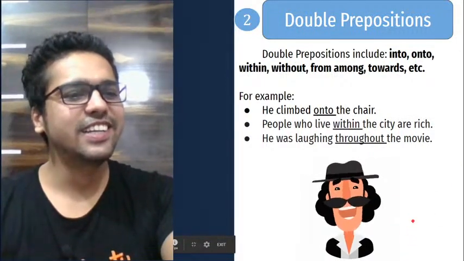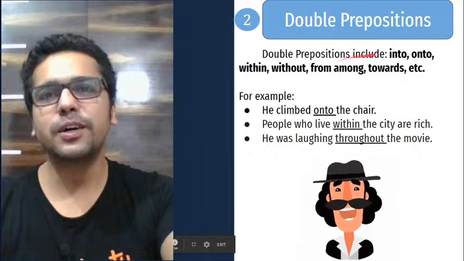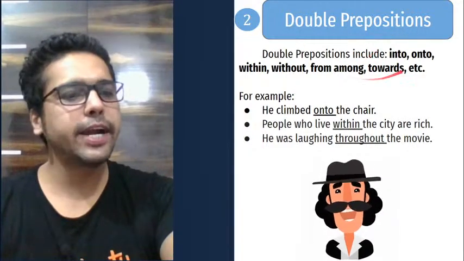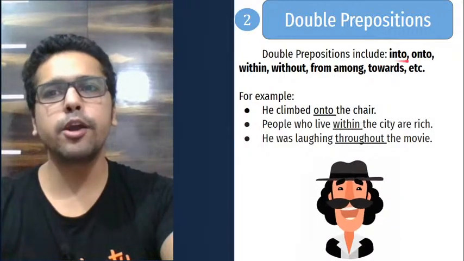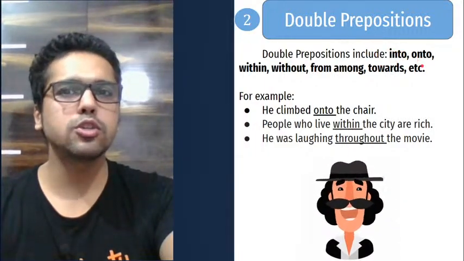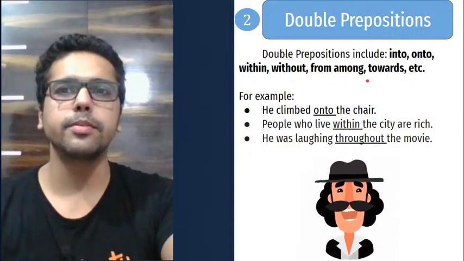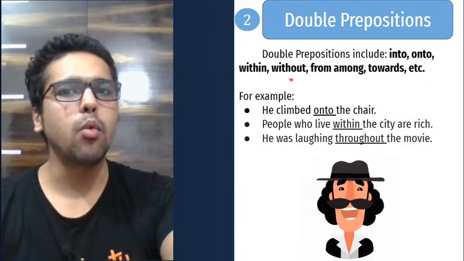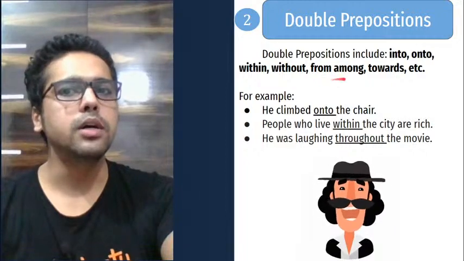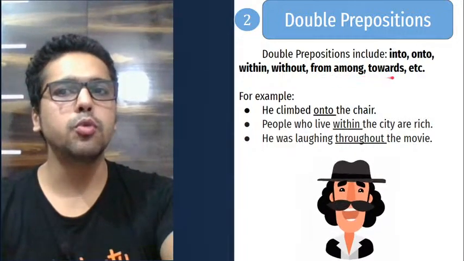Okay. Look at this here. So these are double prepositions. Now, why do we call these words double prepositions? Because they are made of two words. They're made of at least two words. That's why they're called double prepositions. So look at this here: into, onto, within, without, from, among, two words.